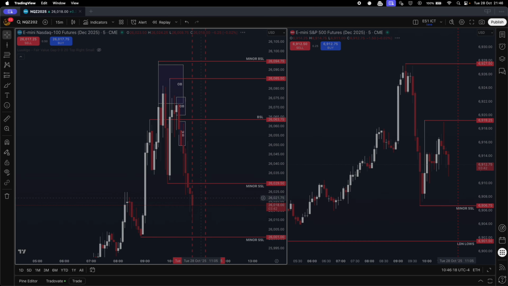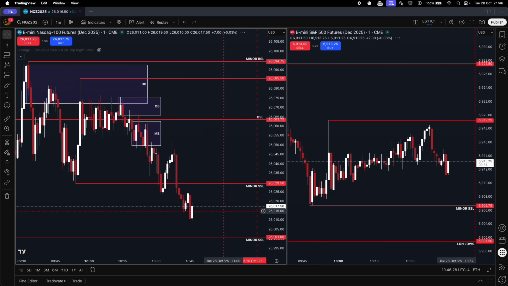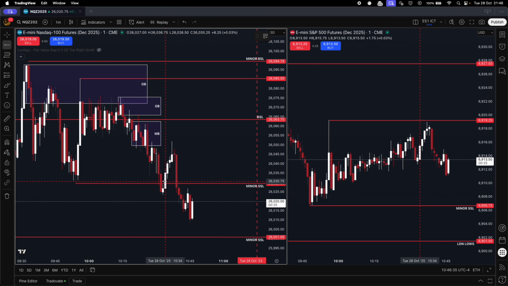We have the 5-minute as bullish, we have the 15-minute as bullish, and the hourly is about to be bullish, but it's currently neutral. So that's where we're currently standing as of now. And we're looking for a shift above this previous short-term high.